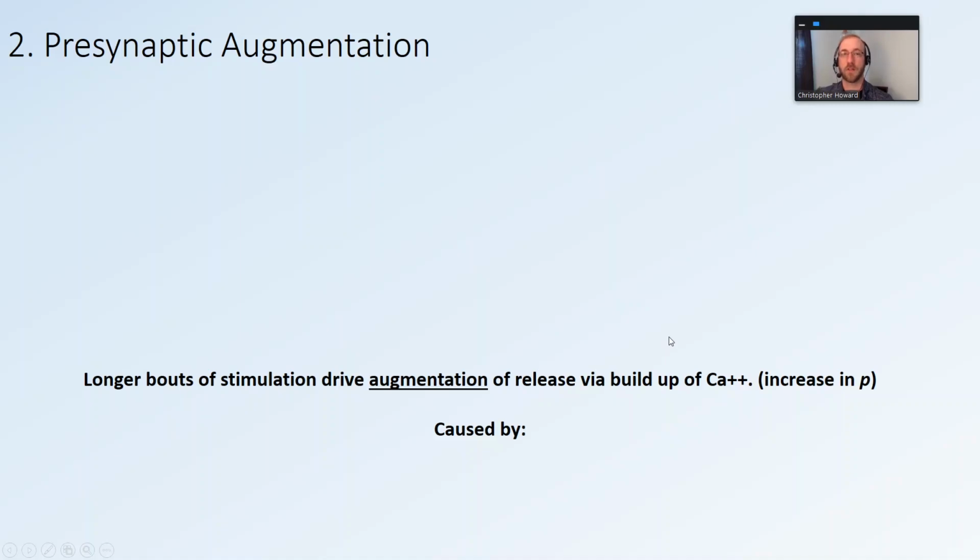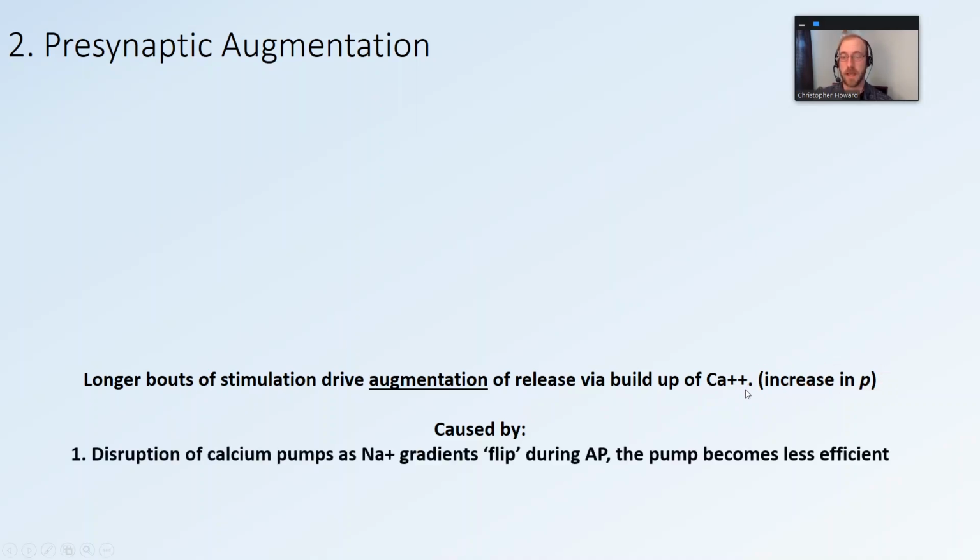Okay. The second mechanism that can drive, generally speaking, facilitation at a synapse is augmentation. This second mechanism is also dependent on calcium, but the molecular machinery that's at play is a little different and the time scale is different.